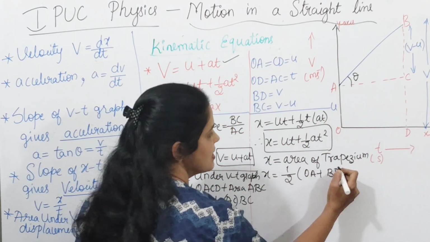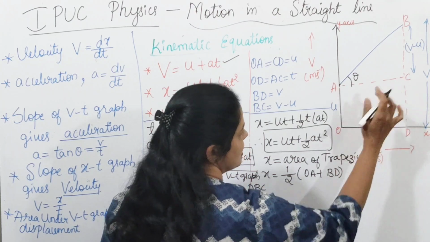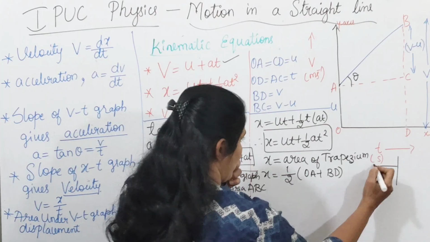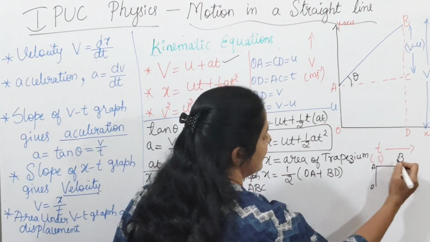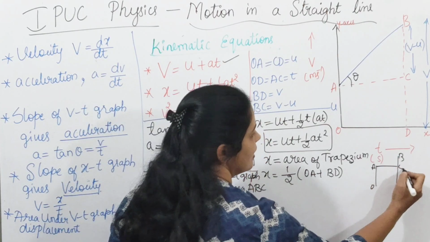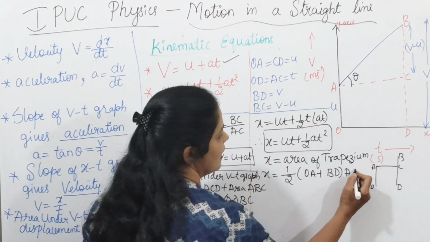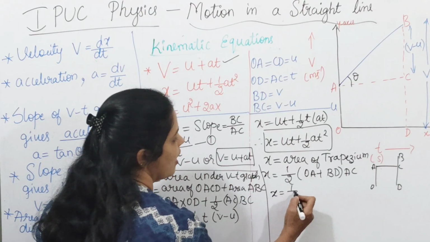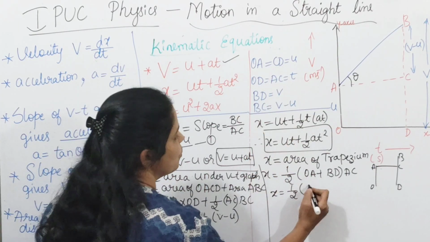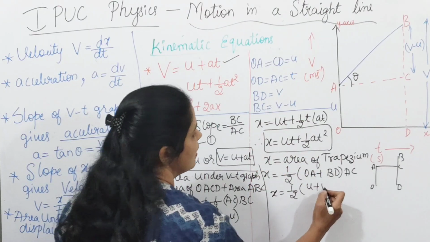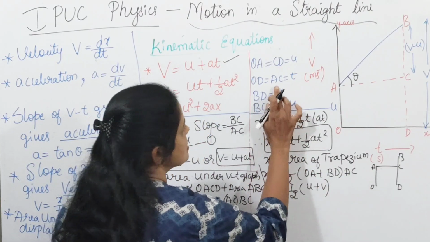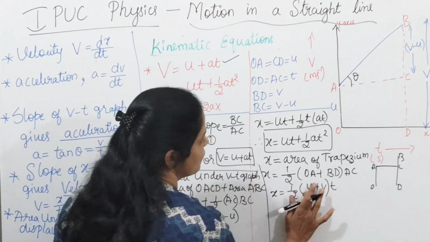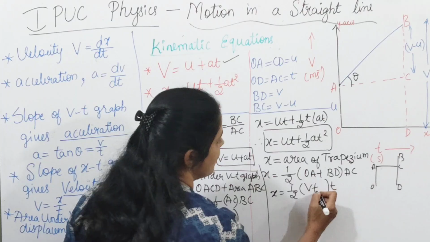So the area is the sum of parallel sides into the perpendicular distance between them. There are two parallel sides, OA and BD, and the line AC is perpendicular. So x is equal to half into OA, which is U, plus BD, which is V, into AC. AC is T. Let us write this U plus V as V plus U, both are the same.